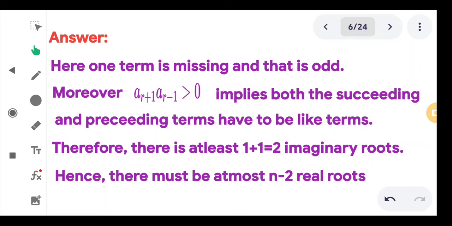So this is the problem which we do using the Gauss rule. The importance of the Gauss rule is that it gives some idea about the existence of imaginary roots depending upon the number of missing terms in the equation.